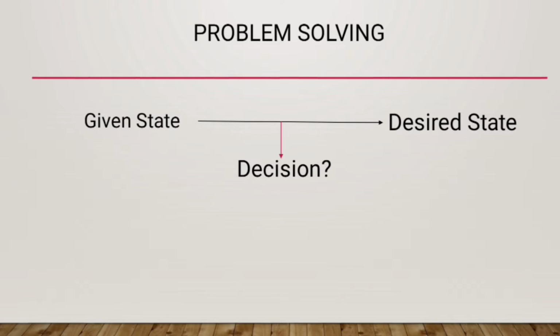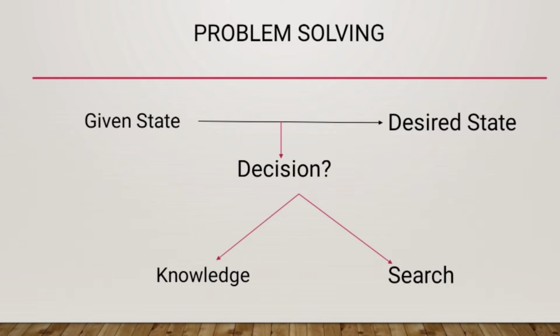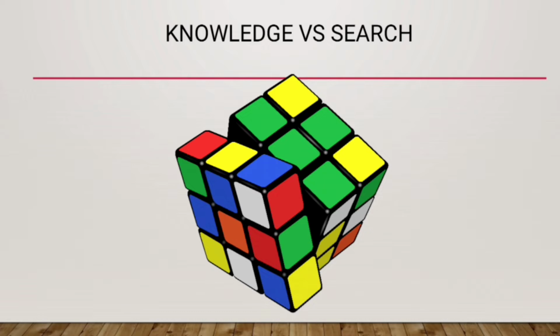This can be solved. The decision can be taken in two ways. One is knowledge. So based on knowledge we can take the decision, and the other is called search. In both ways we can take a decision. So one is knowledge and another is search. Knowledge and search, we can elaborate in this way.